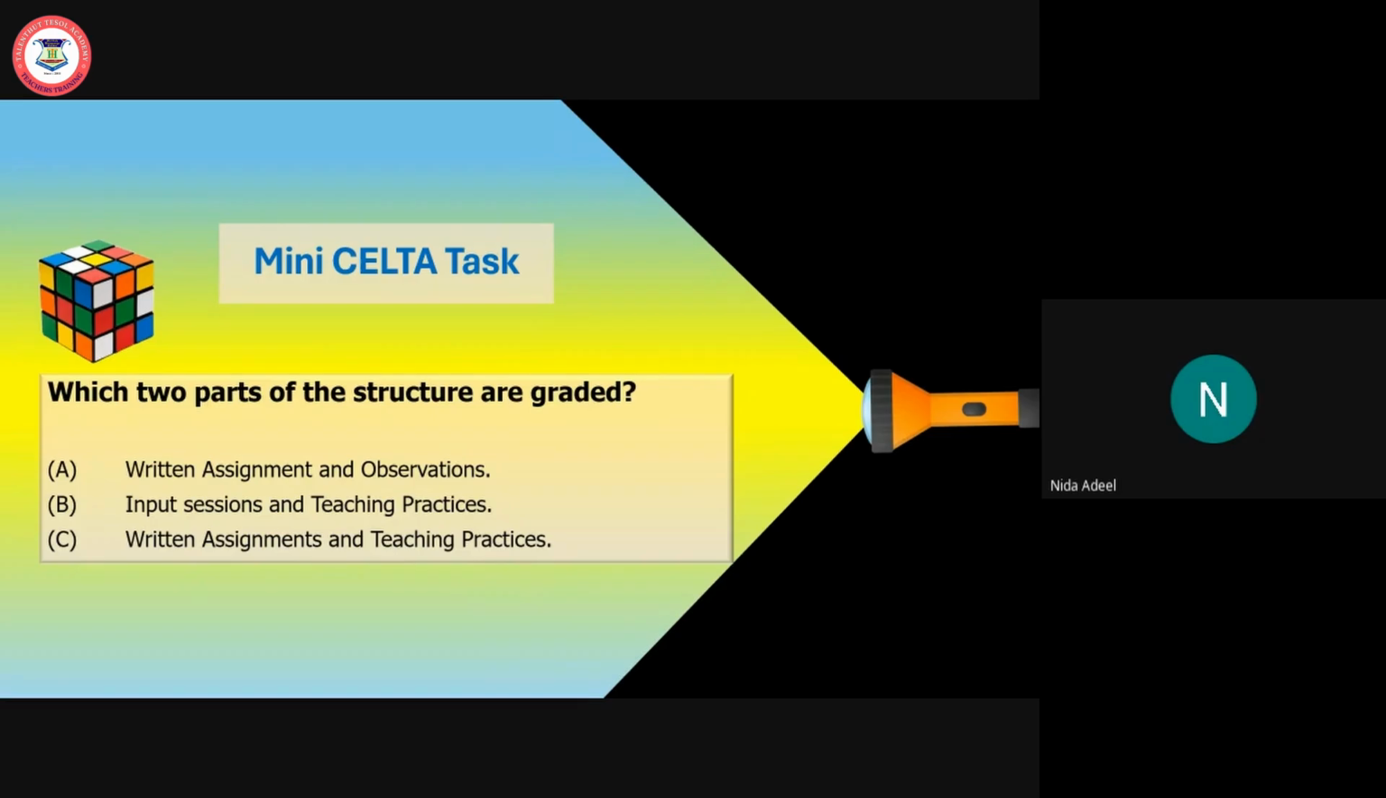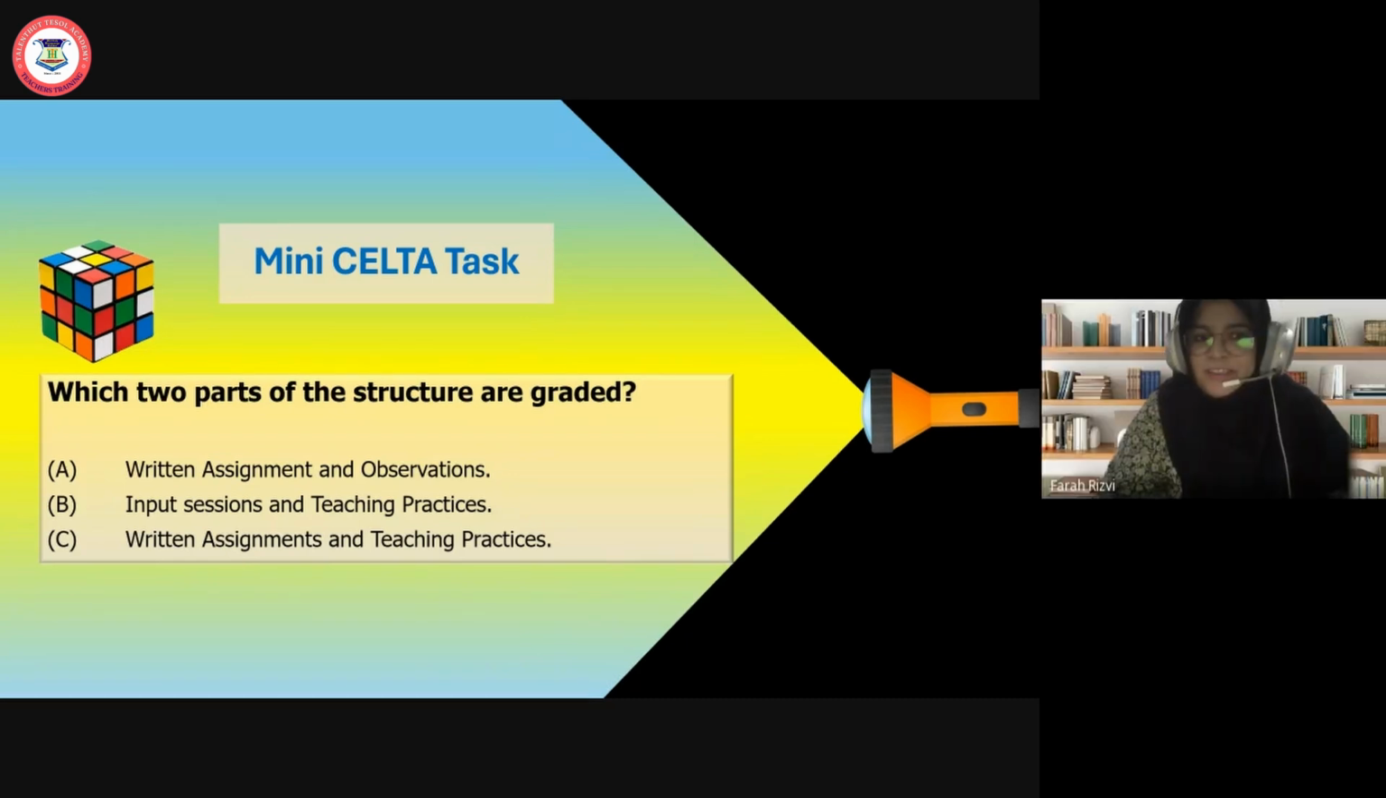Ma'am, I think it's C, written assignment and teaching practices, because these are the two components of the CELTA course that receive formal grades, like written assignment and teaching practice. Yes, you are very right. Thank you.